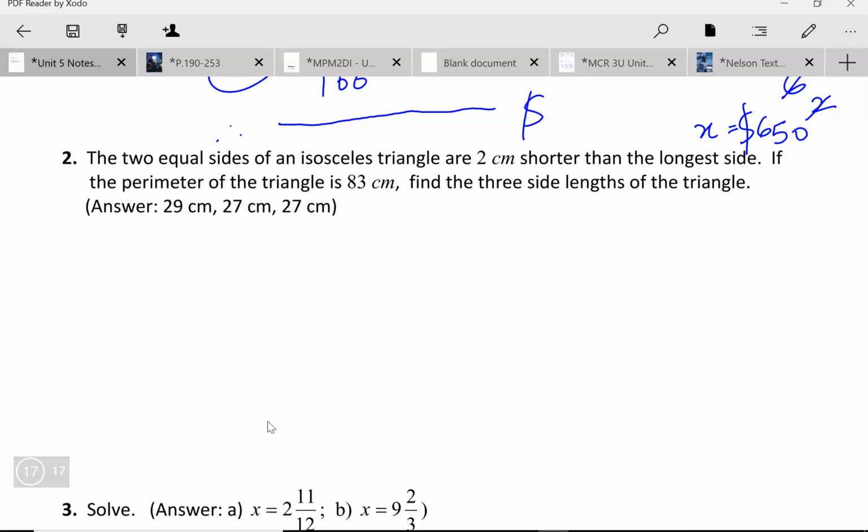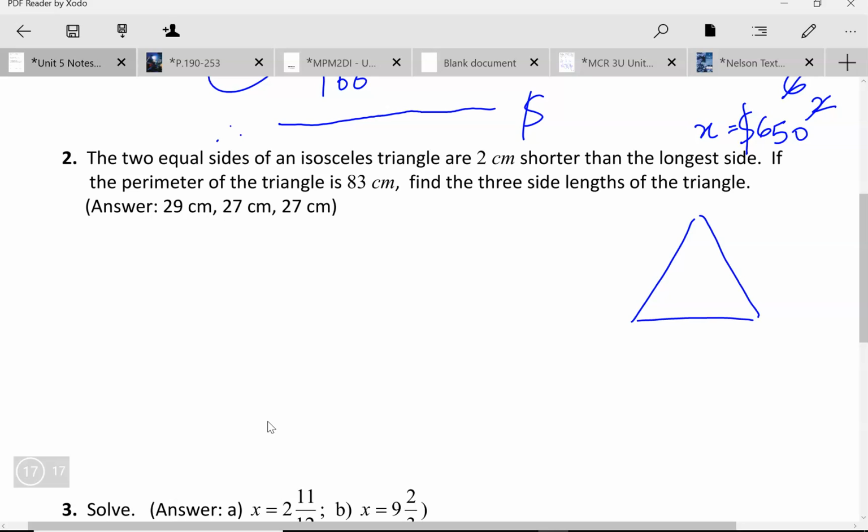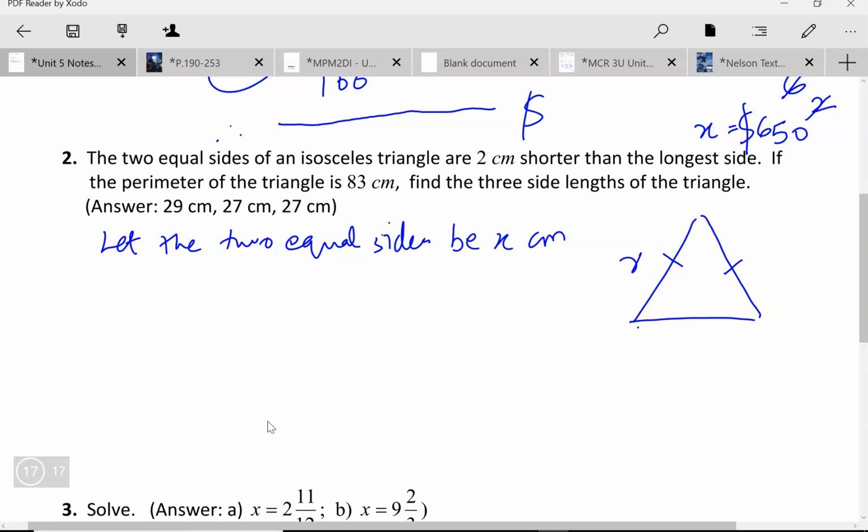The 2 equal sides are 2 centimeters shorter than the longest side. So we'll draw a rough sketch here. We see the 2 equal sides here. So we're going to say let the 2 equal sides be X centimeters. So this is X centimeters, this is X centimeters. And we know that these sides are 2 centimeters shorter than the longer side. So this is the longer side, and this is 2 centimeters longer than X, so X plus 2.